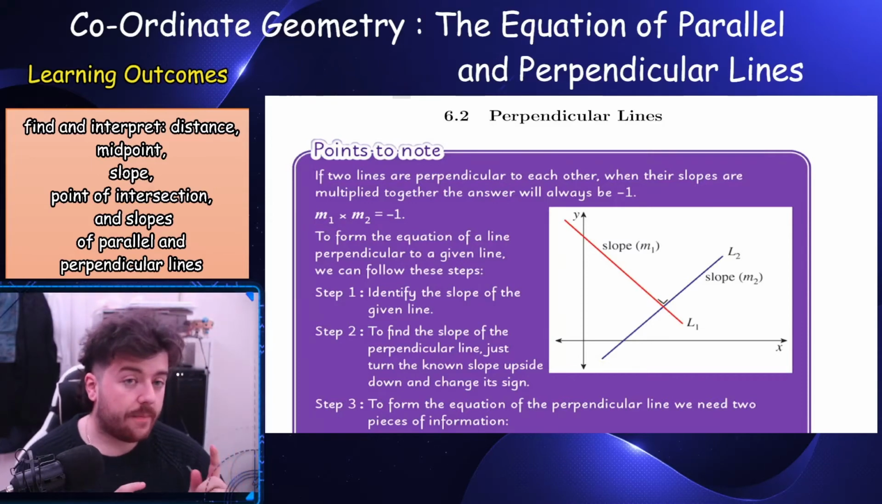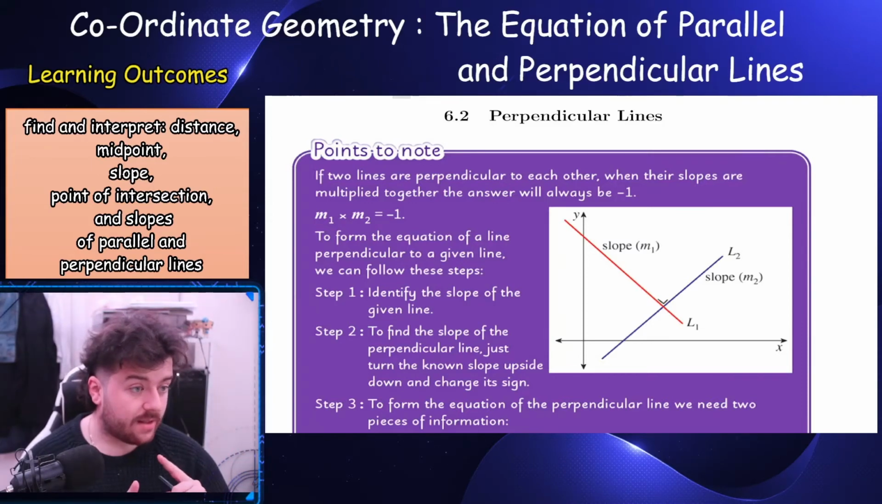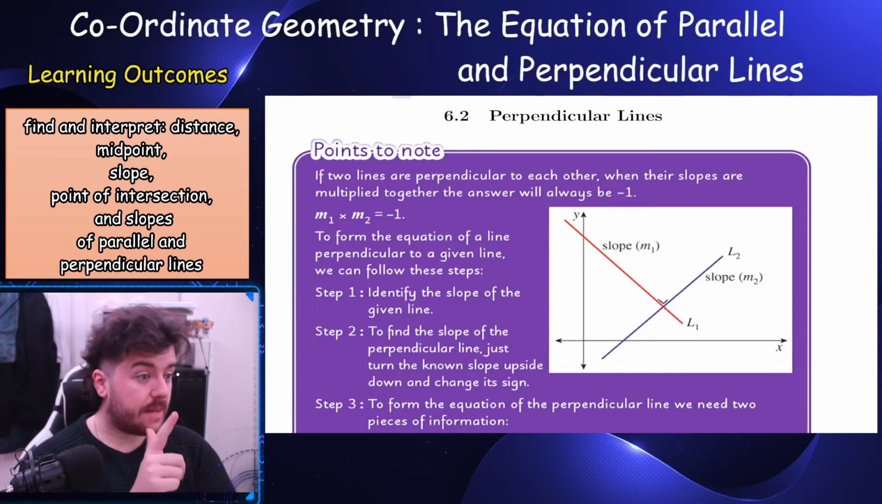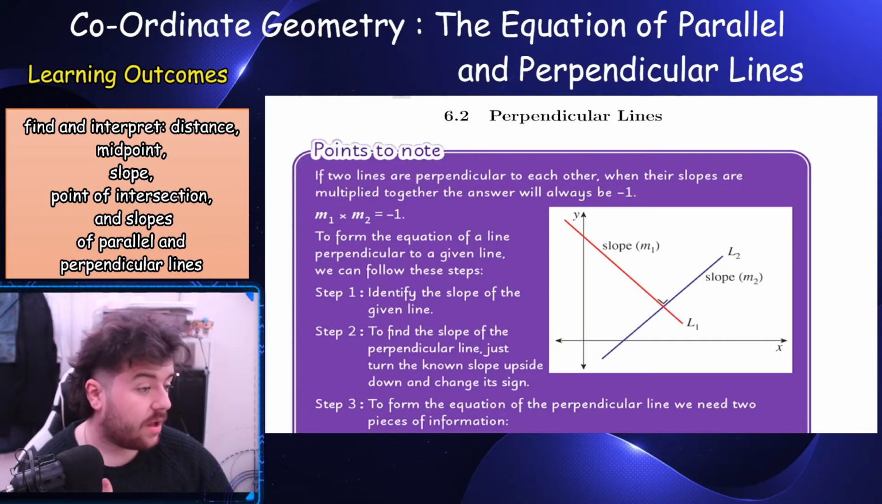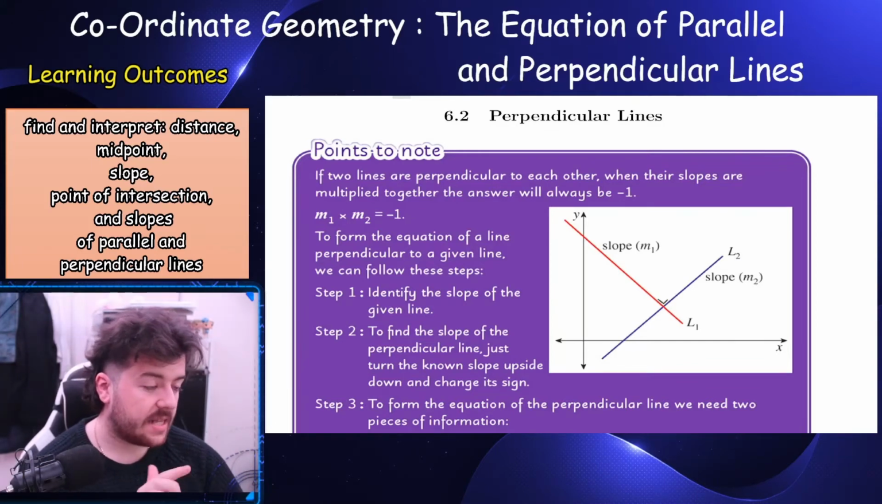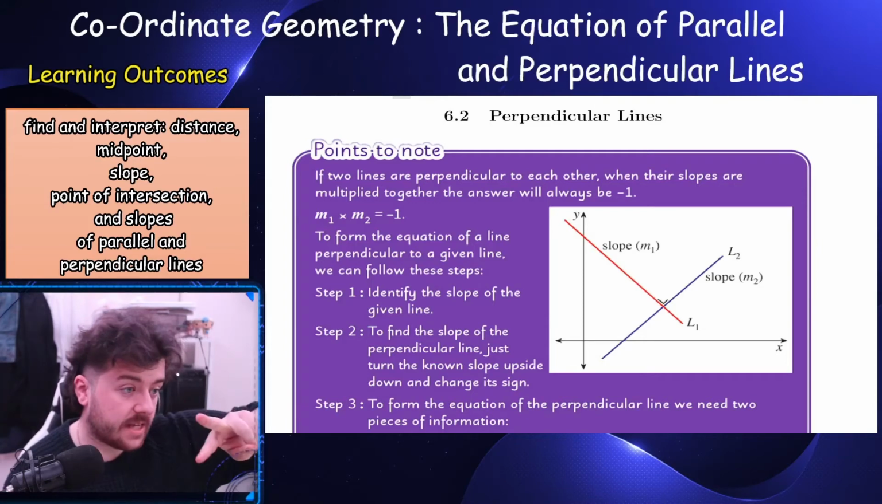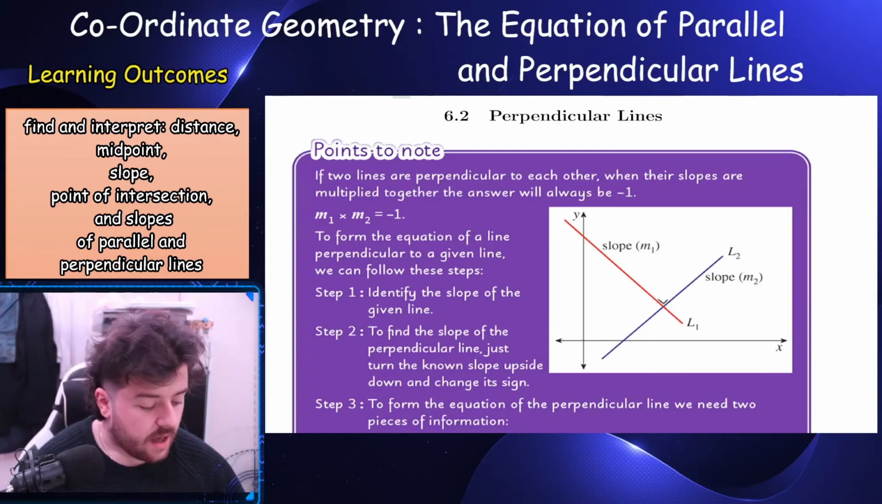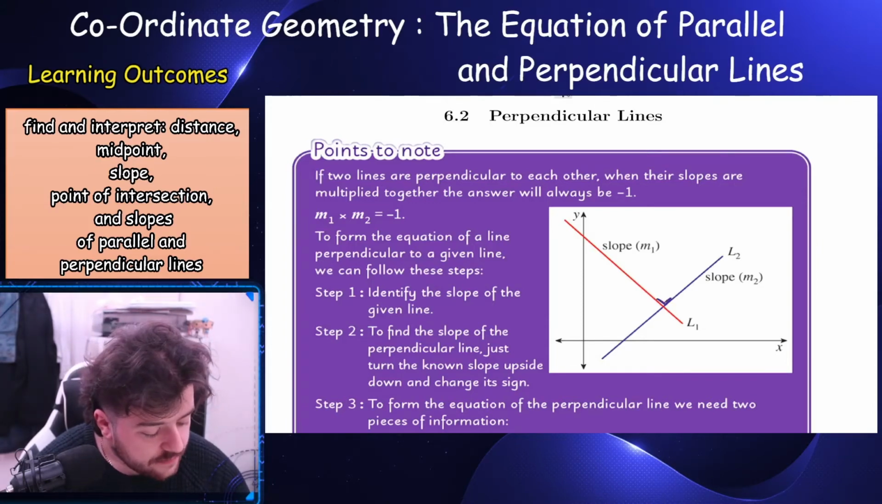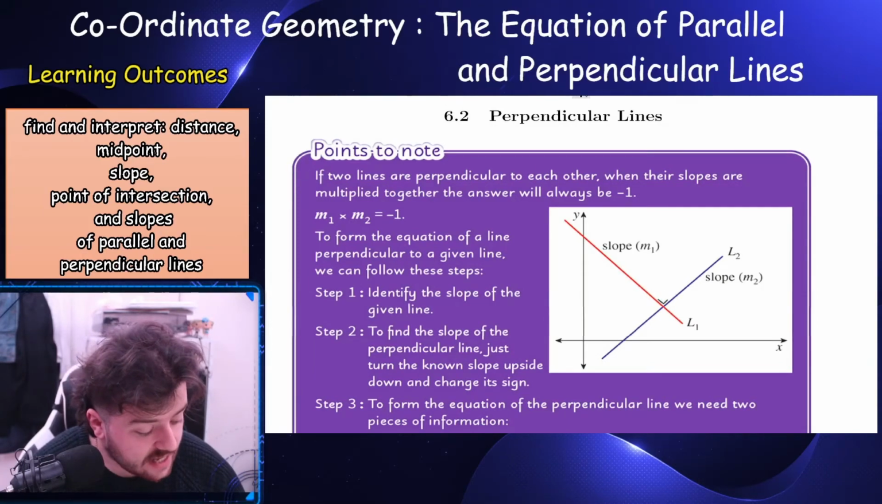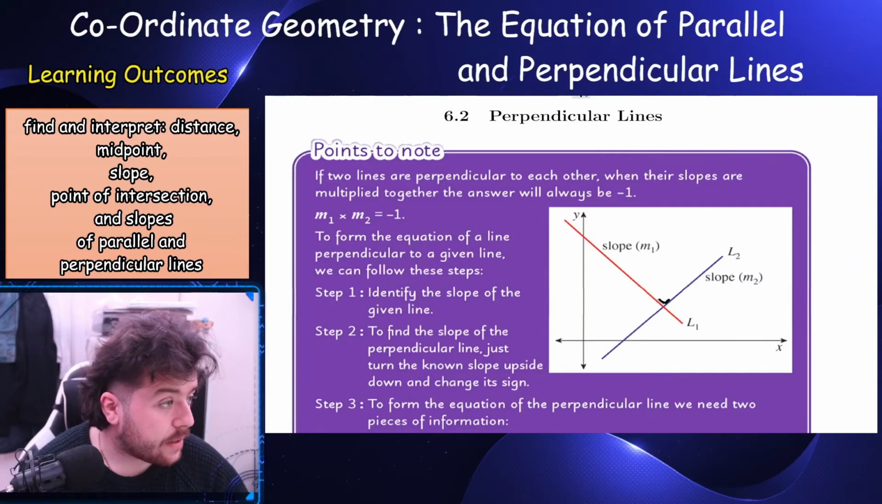The slope of a perpendicular line is the negative reciprocal. You get the slope, flip it upside down, change the sign. The thing with perpendicular lines is they intersect with each other, but they intersect at 90-degree angles. Yes, that's very important, perpendicular lines.